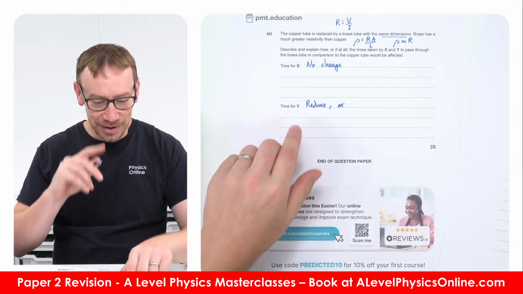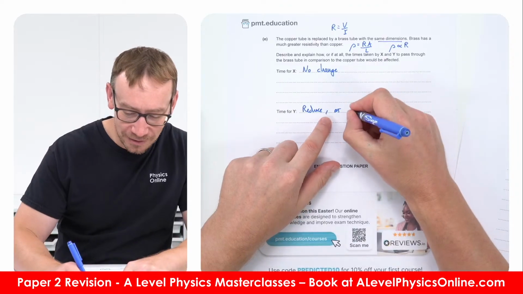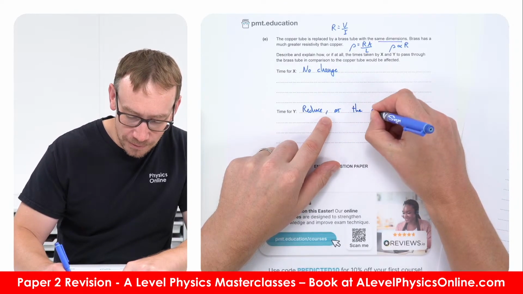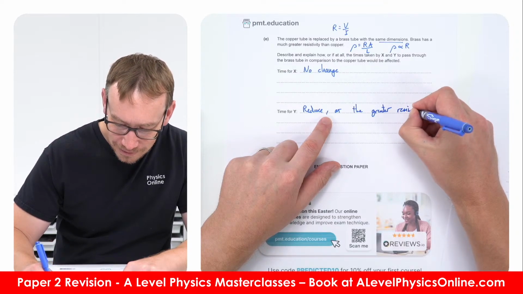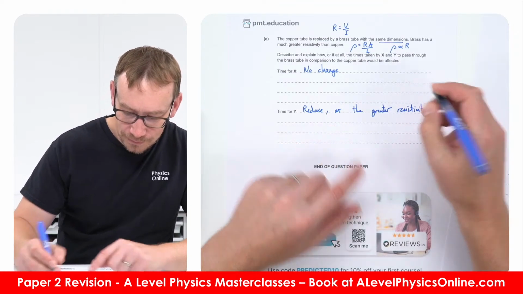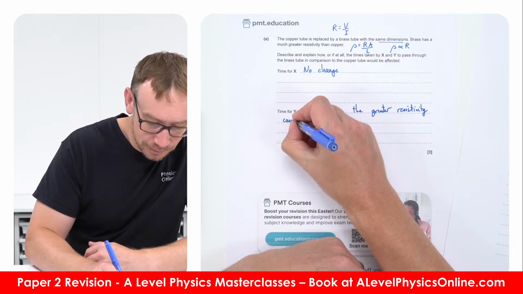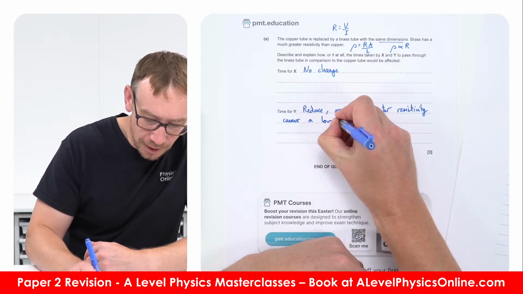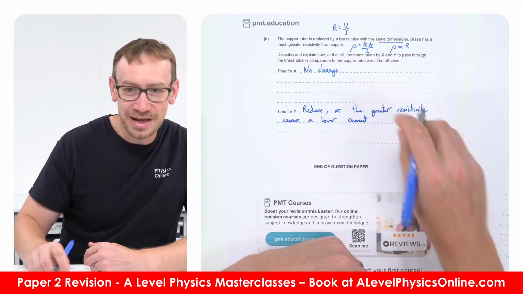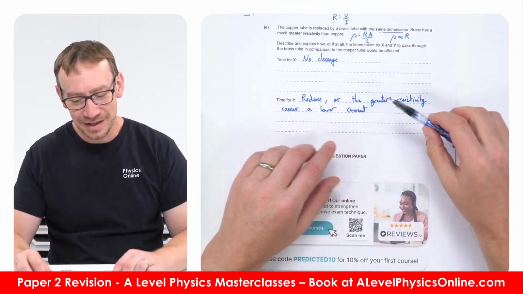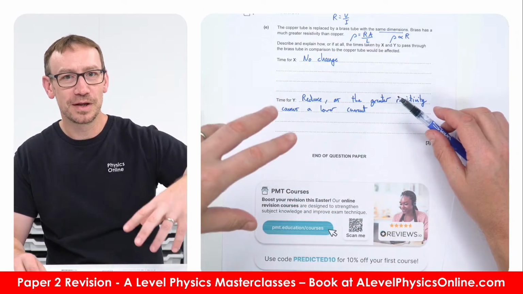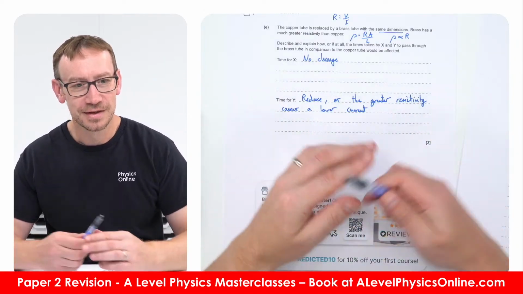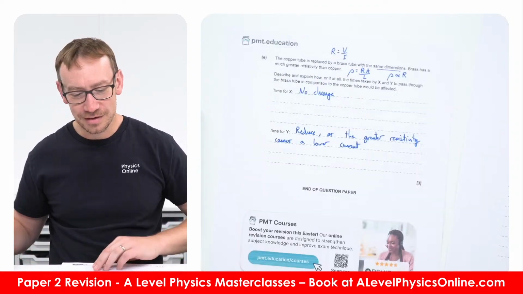Right, back to the question. So the time for Y will reduce as the greater resistivity causes a lower current. And I guess you could then write that if you've got a lower current, we then have less of a force acting against the falling magnet, and therefore there'd be less braking effect.